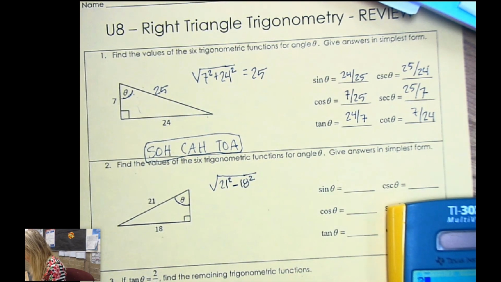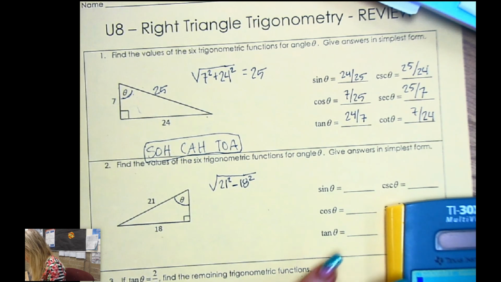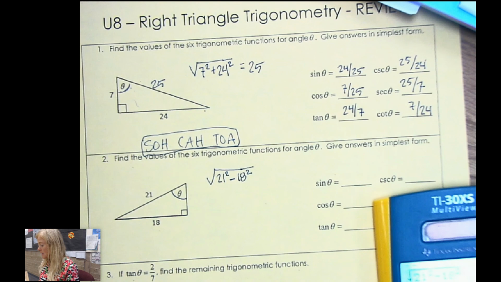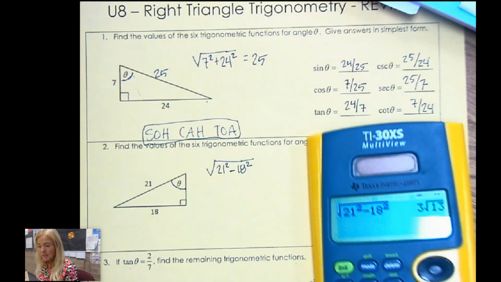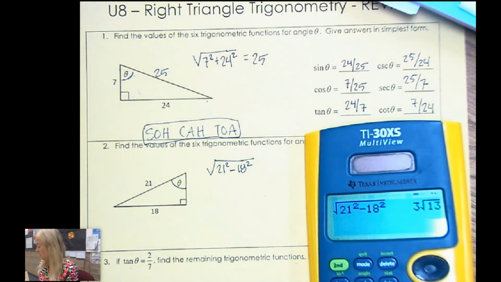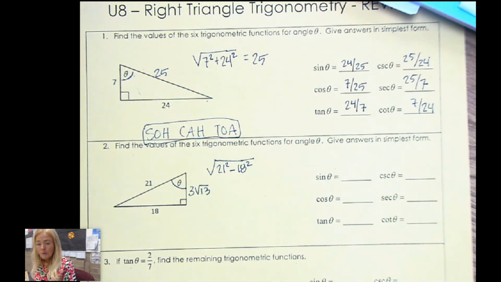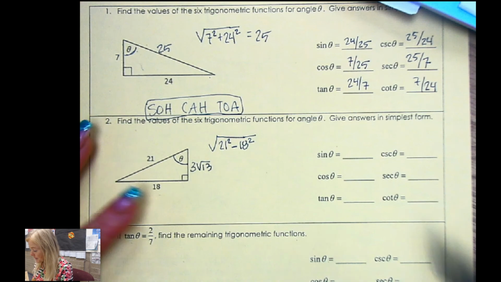Square root 21 squared minus 18 squared. I don't use this calculator enough to know if this is going to give me what I want. Oh, it did. All right, so the square root of 21 squared minus 18 squared is 3 radical 13. And that's simplified, of course, which is what we want. All right, so sine theta.